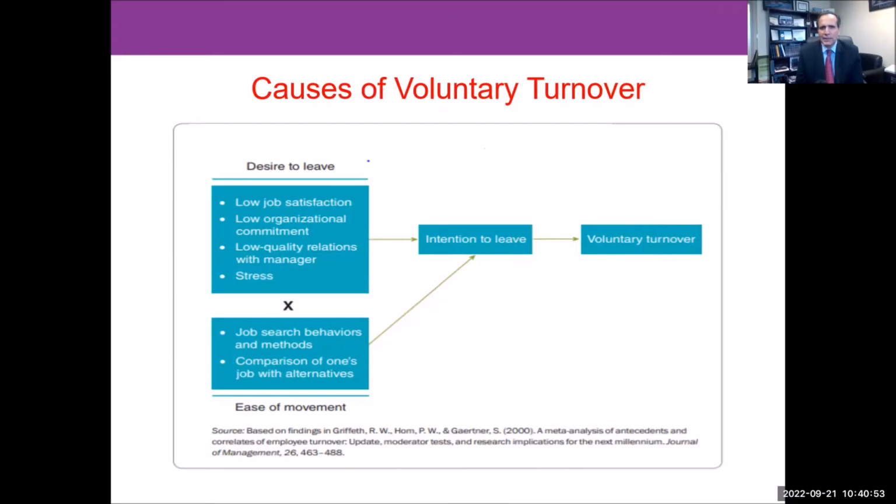The desire of an employee to leave can be because of job dissatisfaction, low organizational commitment, low quality relationship with the immediate manager or any managers that he or she reports to, and also having high levels of stress on the job can lead to a desire to leave. So as a result, you might see people searching for jobs and comparing their own job with the alternatives that they can be doing at any given time. All of this increases the intention of the employee to leave and ultimately to voluntary turnover, which we want to reduce and avoid as much as possible.